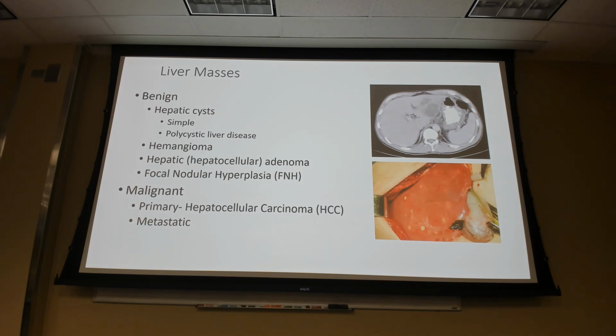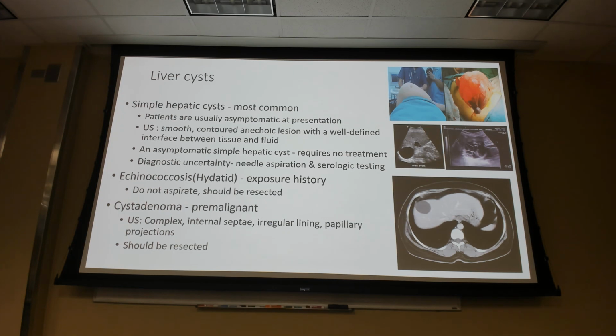And then let's talk about our liver masses. So simple hepatic cyst, this is the most common one that we see. And these are usually, like I said, a patient that gets a CT scan or some sort of imaging for something else, whether it's an ultrasound or CT. And it'll be an incidental finding.